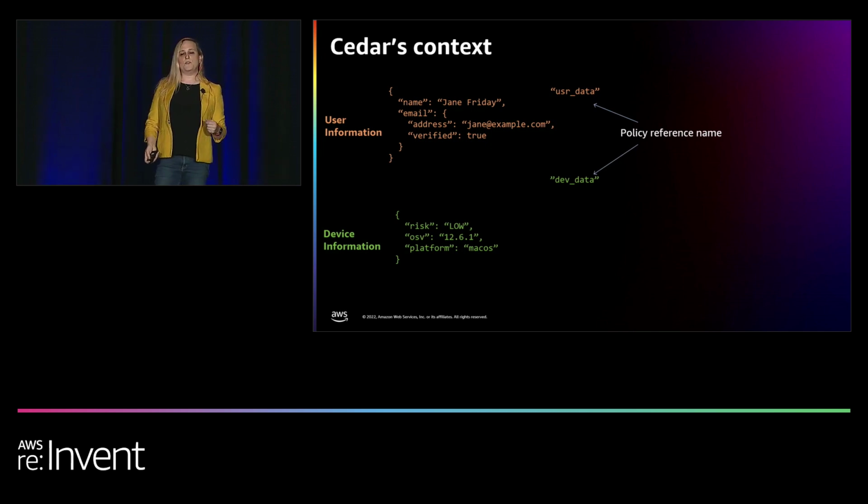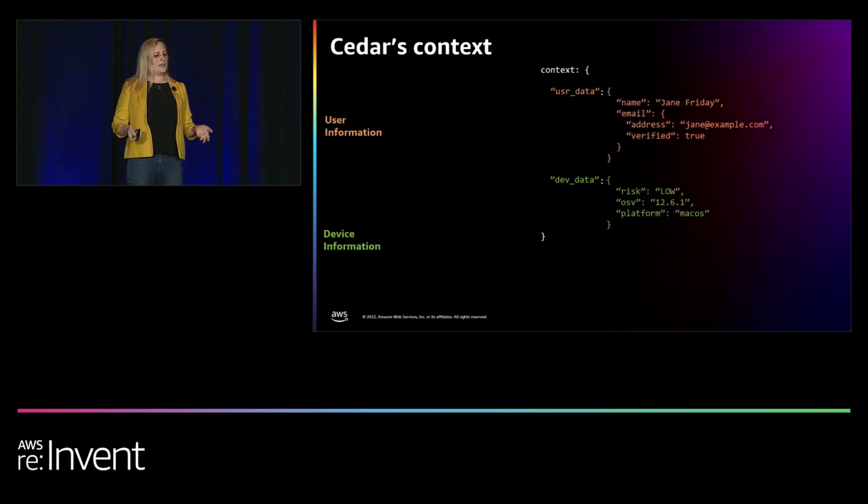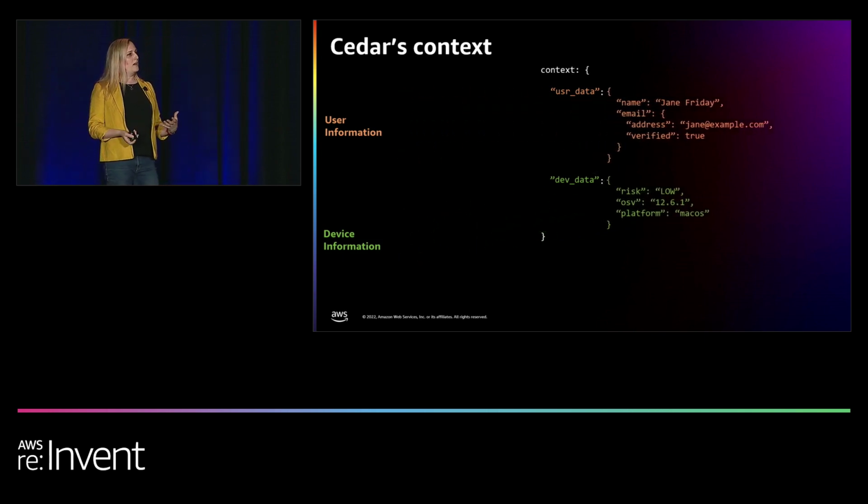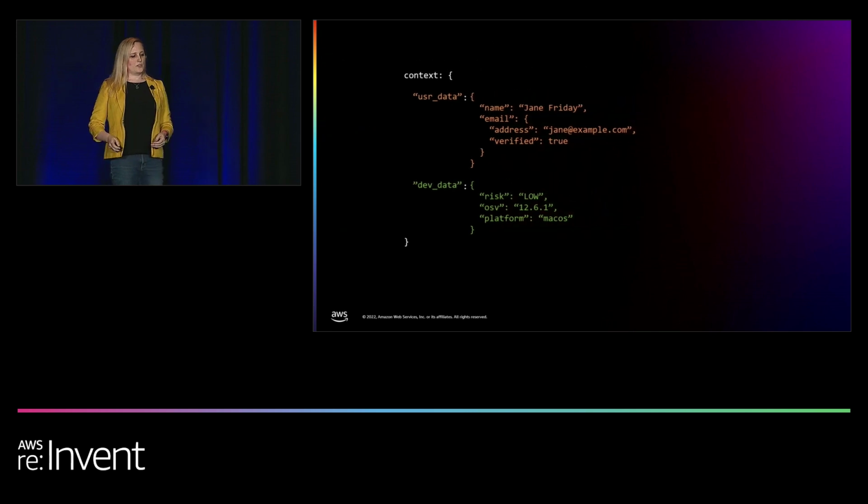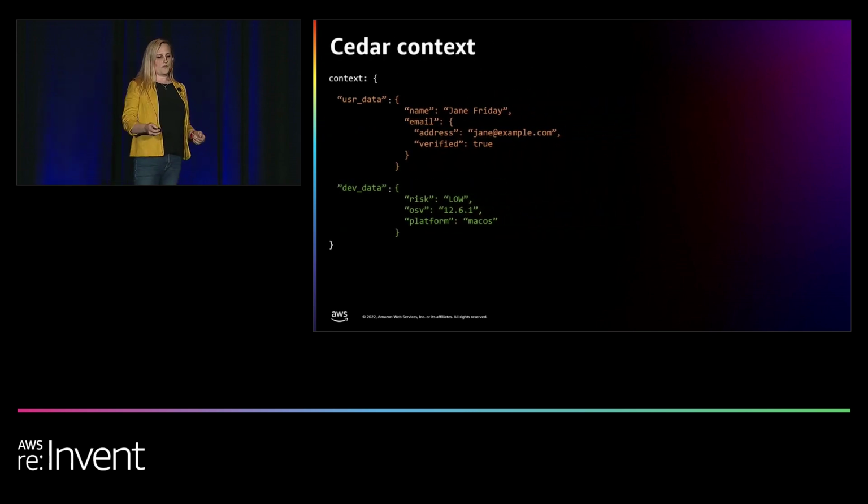So for example, here I have user data and I have device data. We then take those keys and map all this data under the context. So that lets you then refer to these data together when you're writing a policy.